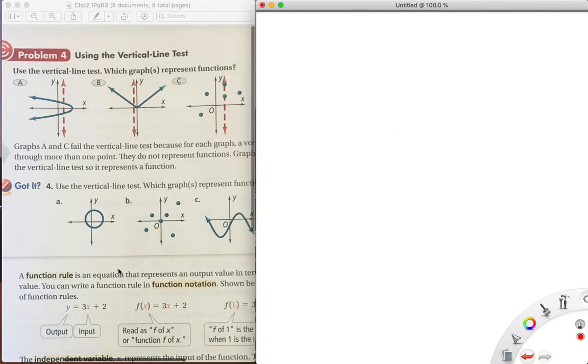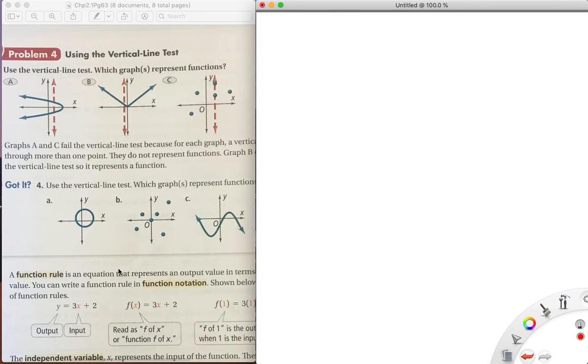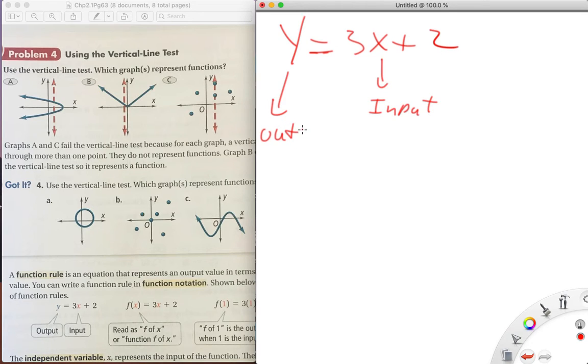And we also have something called function notation. I'm going to get to that in a second. So we have our y equals 3x plus 2, right? The x is my input value, and then the y is my output.